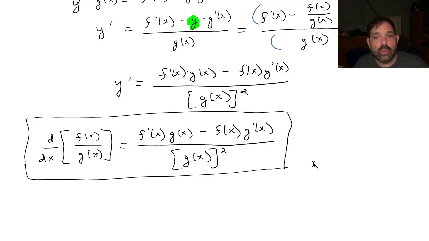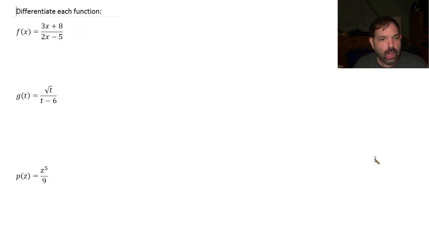All right, so like we did with the product rule, now that we have the quotient rule, let's see some examples of its use with some functions. So here I've got a few functions. I'll do the first one. Let's differentiate f of x is equal to 3x plus 8 divided by 2x minus 5. So this is a fairly basic rational function, and we wish to calculate its derivative.